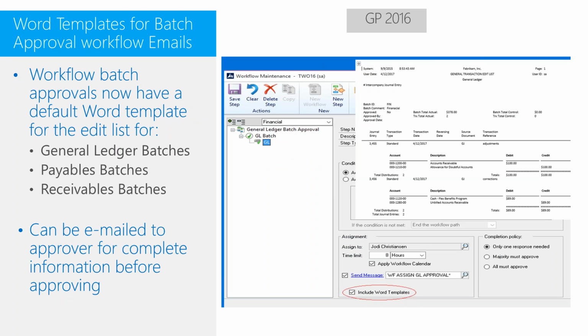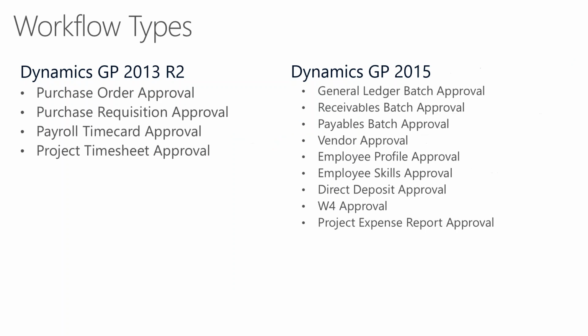In 2016, you can also include a Word template that's for batch approvals. So if you want your approver to be able to approve general journal entries before they're posted, they would actually get a Word template form of the transaction edit list so they can look at all the transactions on that transaction edit list and then reply with an approval or rejection based on workflow without having to send them anything else. So those are a great new feature for 2016.